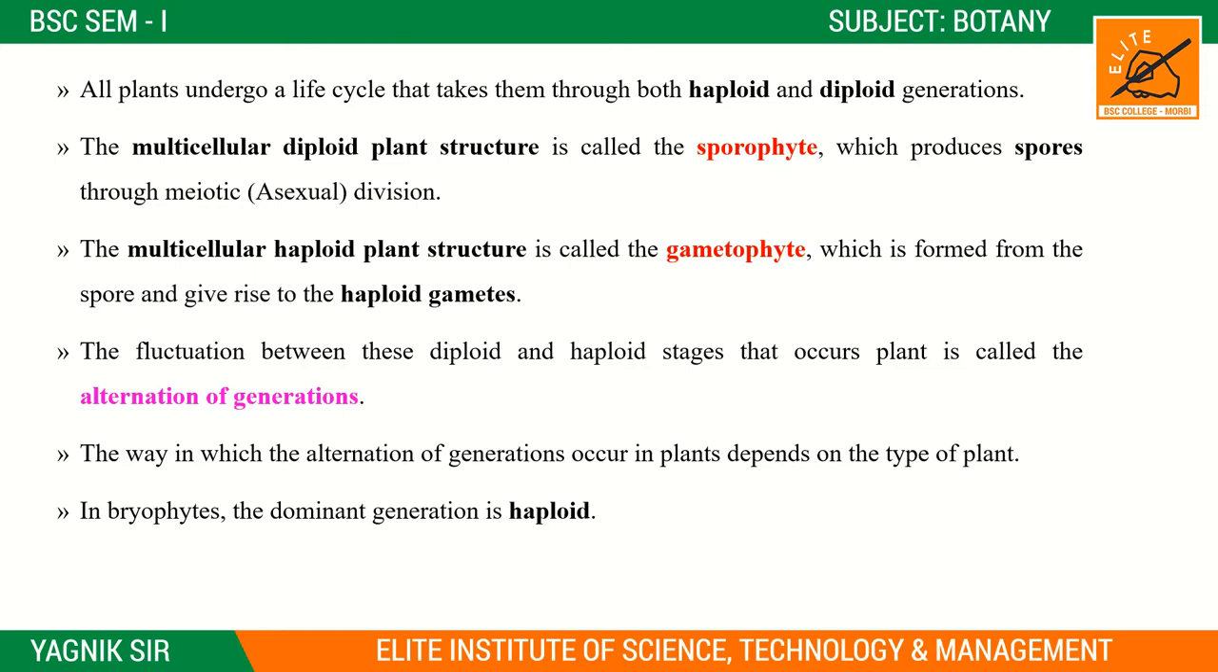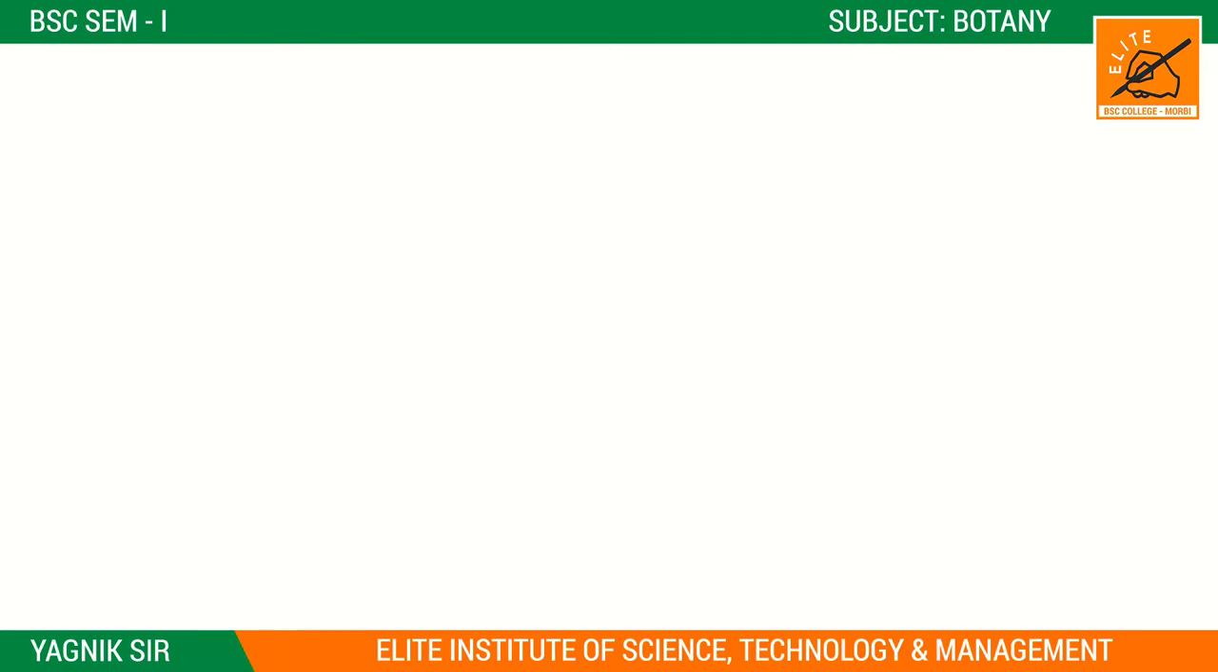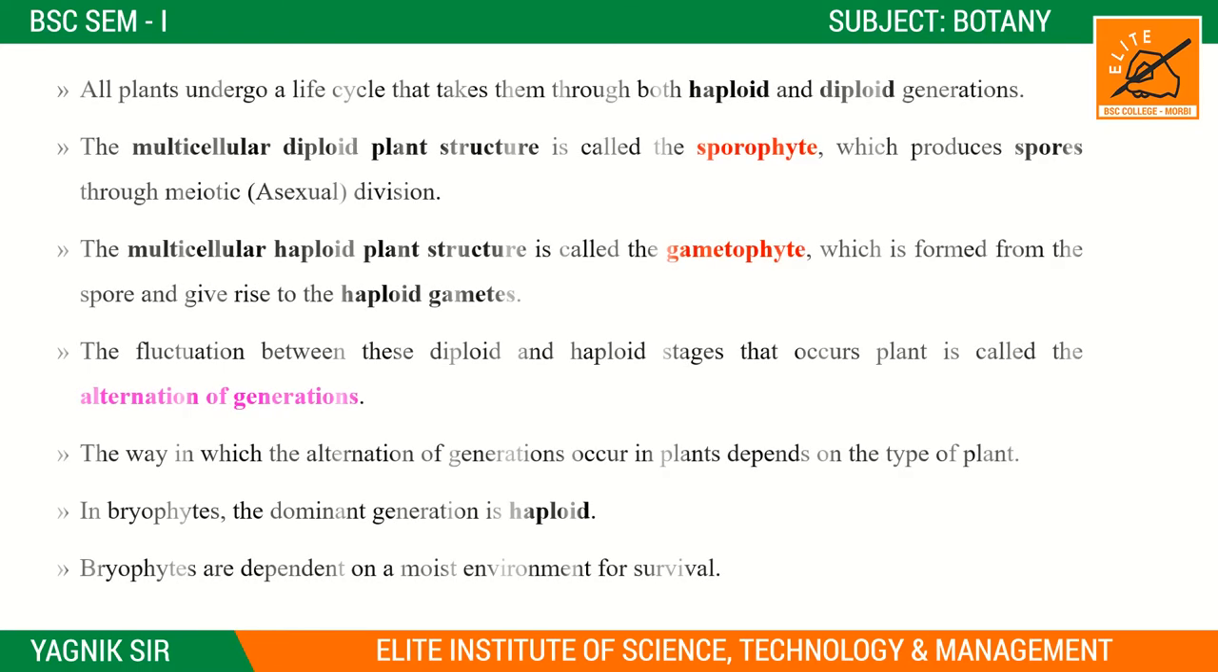So here clearly write down: in bryophytes the dominant generation is haploid. That means the gametophytic phase is the dominant phase, and this phase is an independent phase. Also, bryophytes depend on moist environments for survival, and bryophytes are non-vascular plants, right?